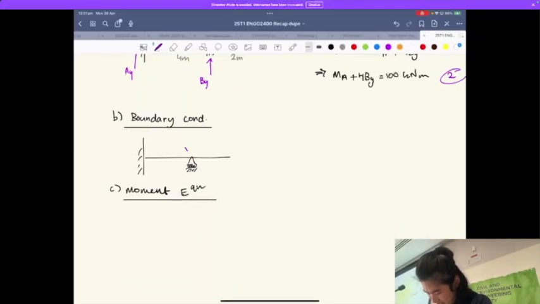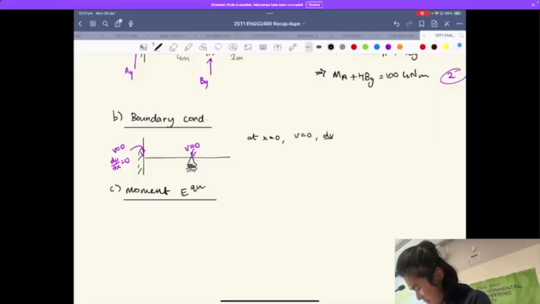Okay, we'll go back. This is V equals 0, dV over dx equals 0 at this point and at this point. So that's essentially what your boundary conditions are. To officially write it, you'll just write at x equals 0, V equals 0, dV equals 0. And then at x equals 4, V equals 0. And then that would just be how you answer the question. It's a little bit fast.